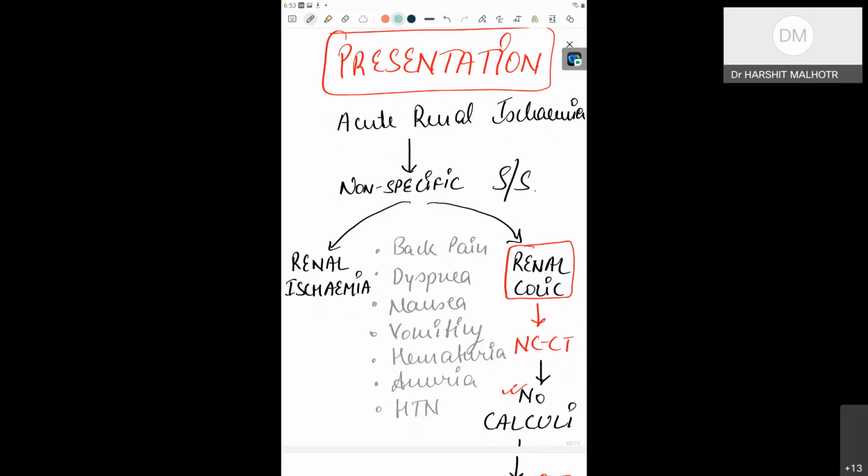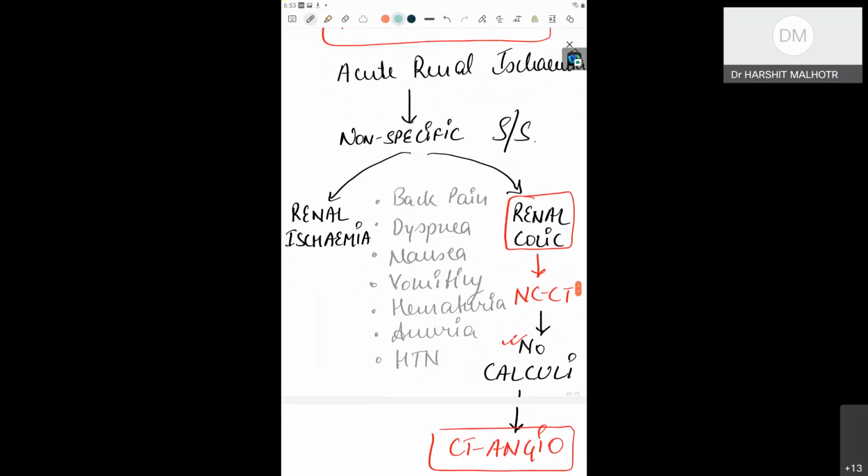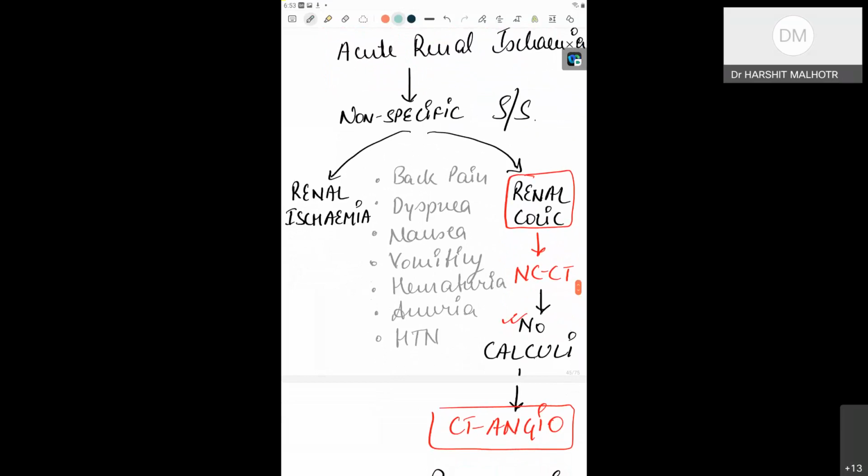Per se, all these symptoms are also associated with renal colic. So the first thing to be ruled out is renal colic, and hence an NCCT is done. So in a case when all these non-specific symptoms are seen in an emergency, but in NCCT, sadly, we don't see any calculi, then a high index of suspicion needs to be there for renal ischemia. Hence, we proceed to CT angio.